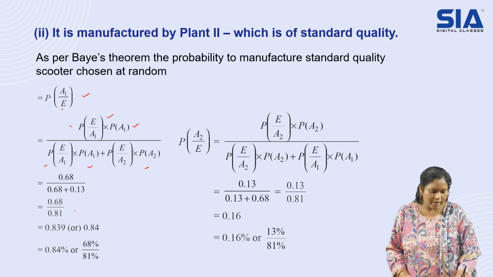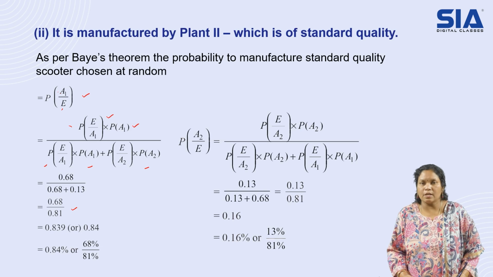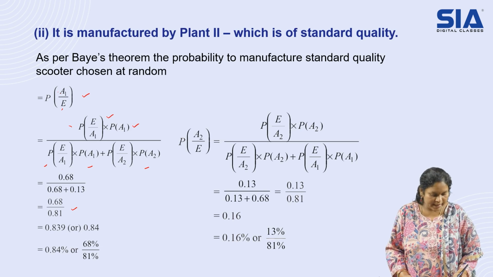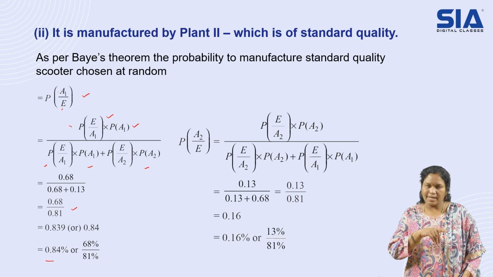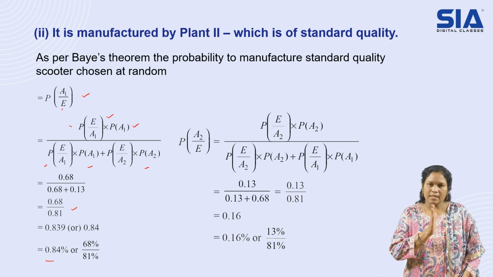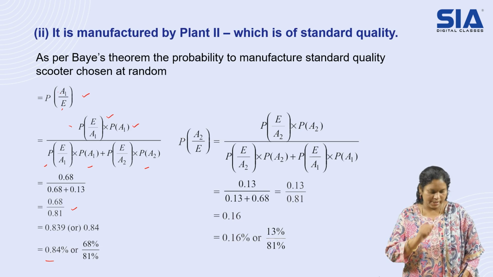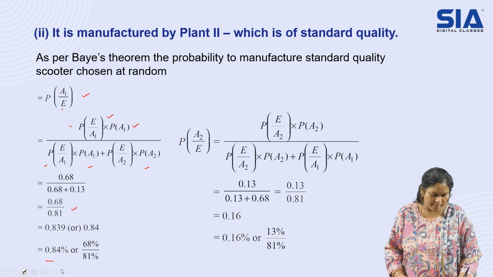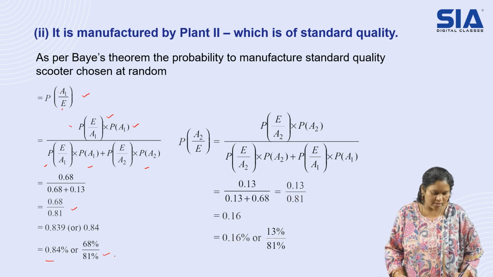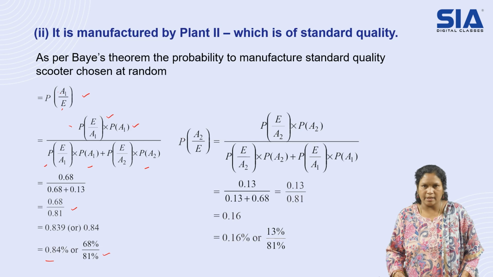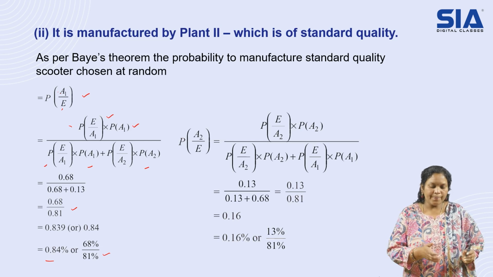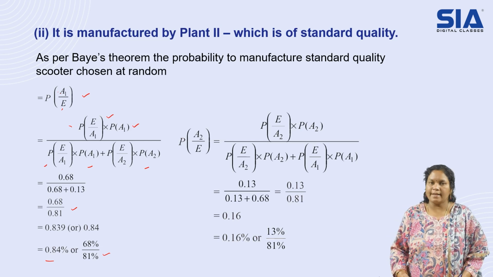So substitute all the values I have discussed earlier and get the answer. If it is from plant 1, I have got the answer. That is good quality. How much quality level? That is 0.84, or you can consider it like this also: overall from 81%, 68% we got the quality level. So that is for plant 1 standard quality.